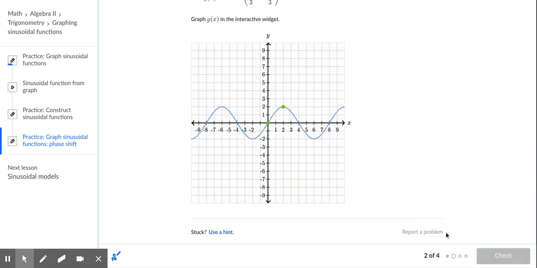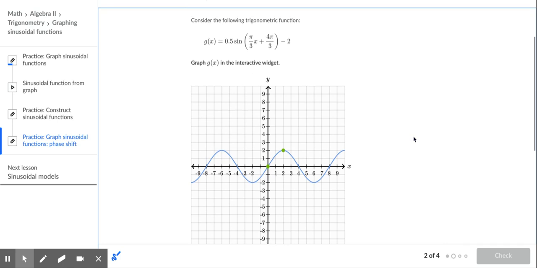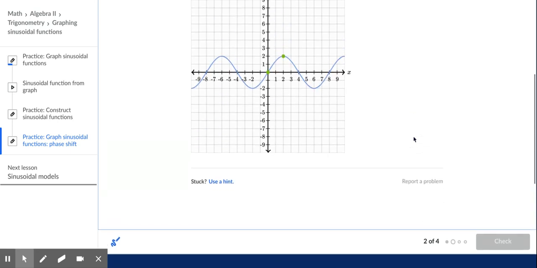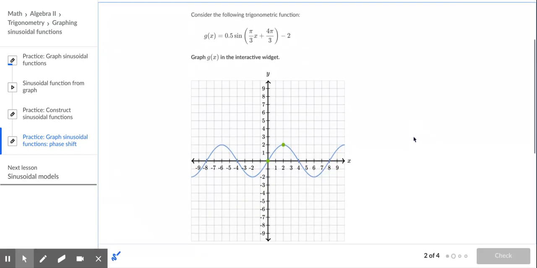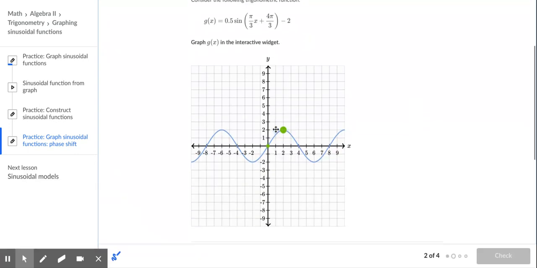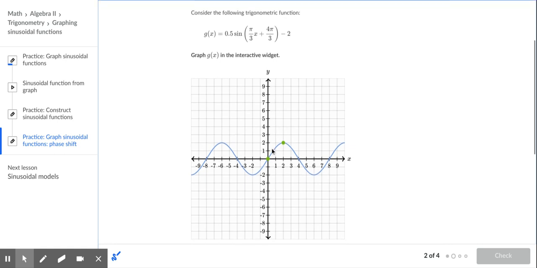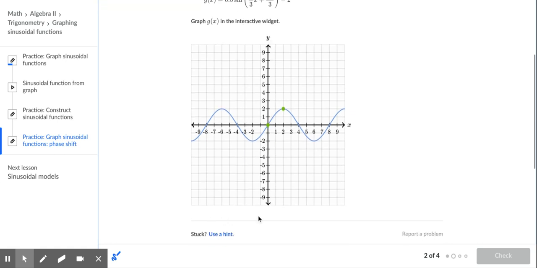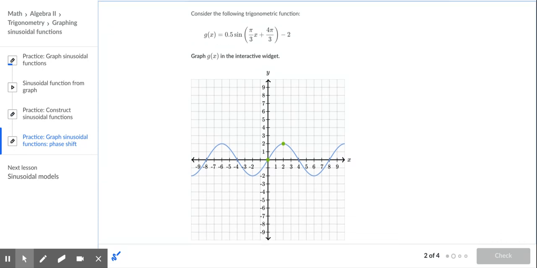Okay, let's move on. All right, so in this one, we are given the equation and we're graphing it. Sorry, I was confused for a second because there wasn't an input box. Yeah, sorry about that. So in this one, we're graphing it.